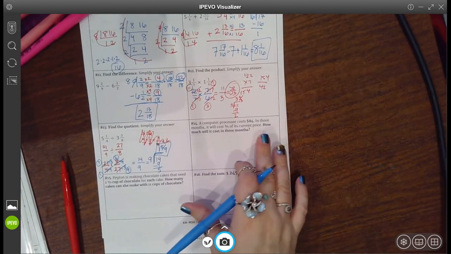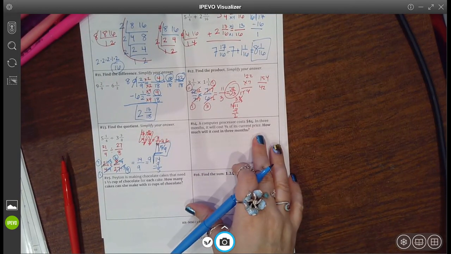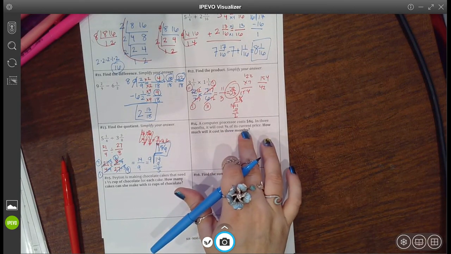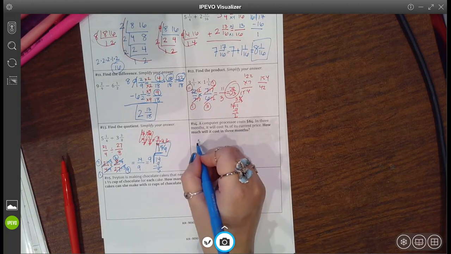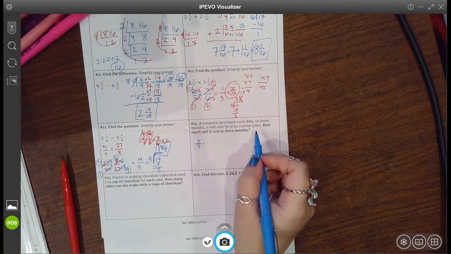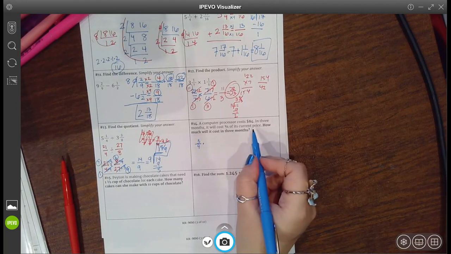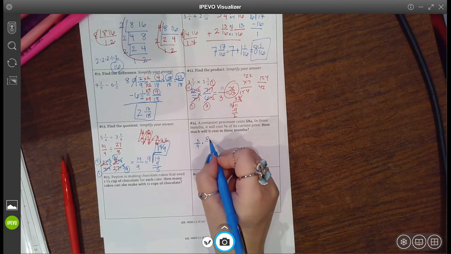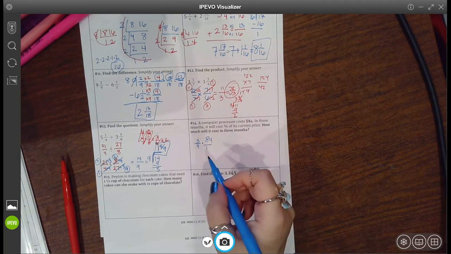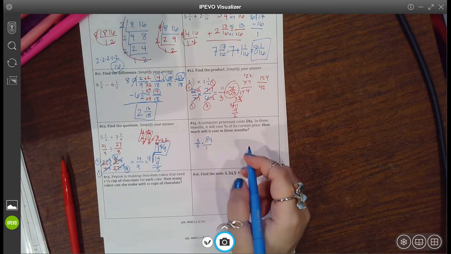Okay, next thing. Says a computer processor costs $84. In 3 months, it'll cost 3/4 of its current price. Remember, when you have a fraction followed by the word "of" some other number, it means you multiply the fraction times whatever that number is. You're like, there's no number there. Well, of its current price. What is its current price? It's $84. And to make a whole number a fraction, just put it over 1.